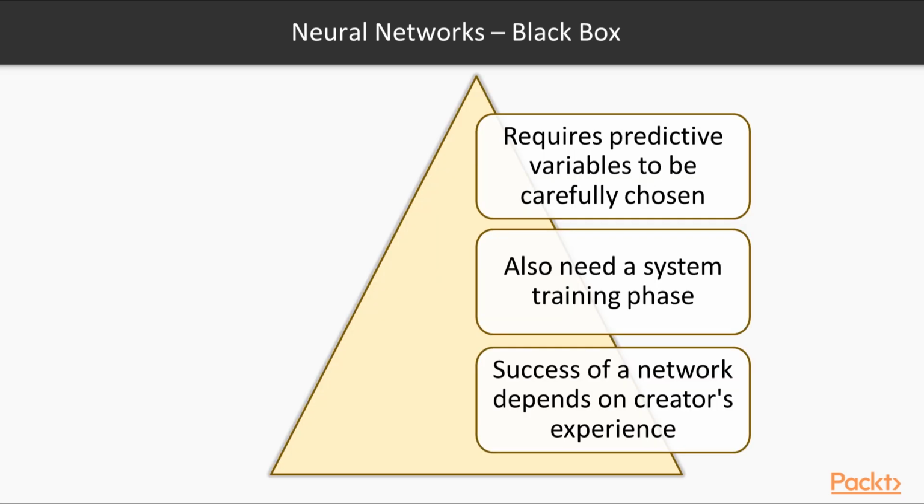As with any modeling algorithm, neural networks are also efficient only if predictive variables are carefully chosen. They require a system training phase that sets the weights of individual neurons, and this phase can take a long time if the number of records and variables analyzed is very large. There are no theorems or models that allow us to define the network, so the success of a network depends greatly on the creator's experience.